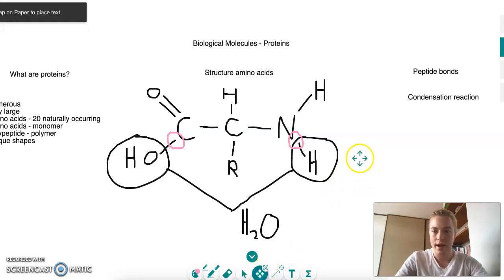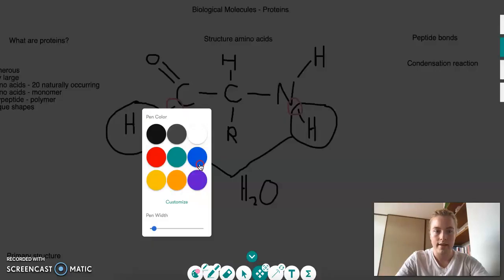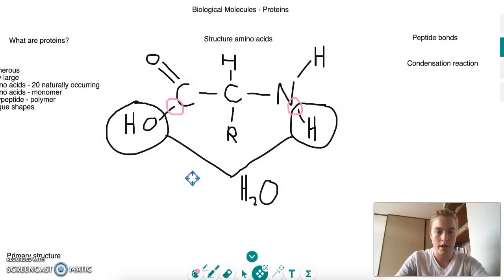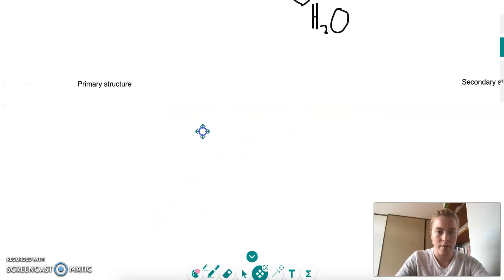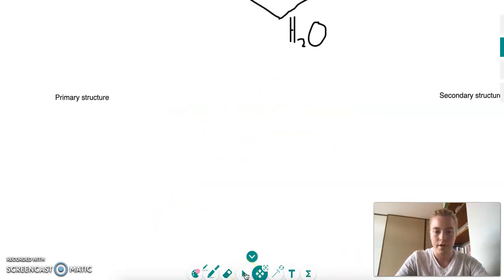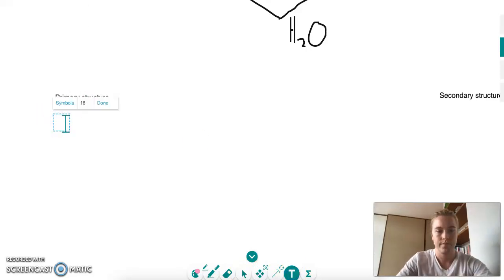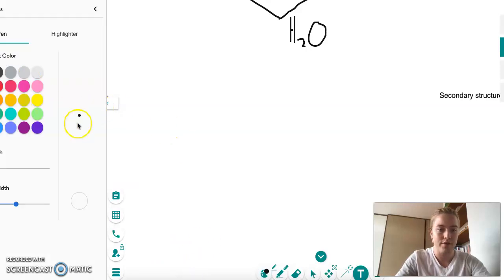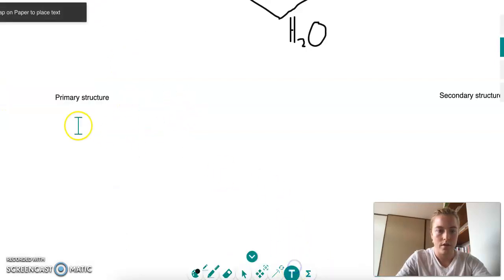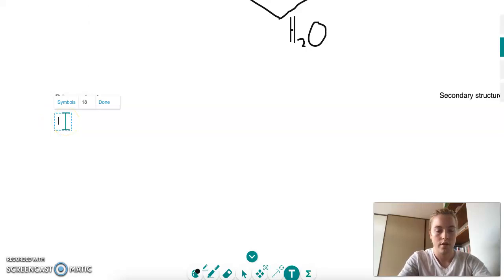So let's move on now from the peptide bonding, and let's consider the primary structure of proteins. So what do you think we mean by the primary structure of proteins? Yeah, so the primary structure of proteins is just the chains of polypeptides. Let me just go back to black. It's the chains of polypeptides which form from these condensation reactions.